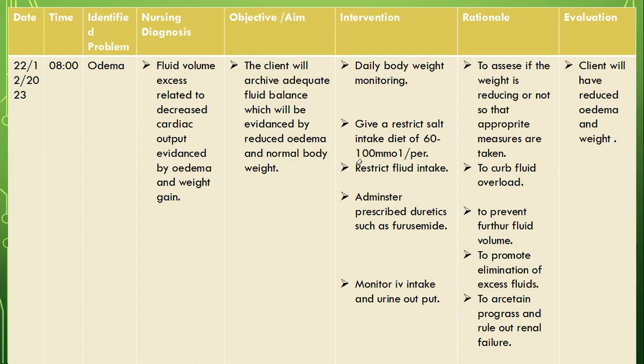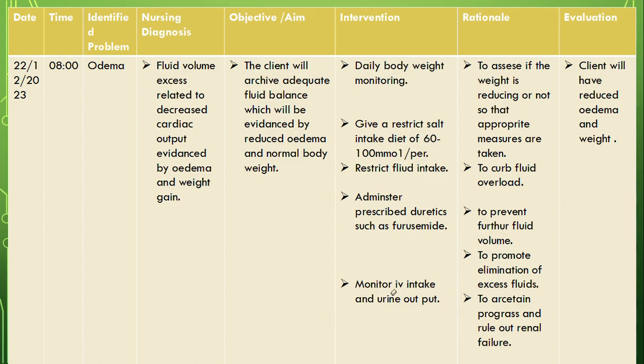So the next intervention is that we also want to restrict fluid intake, in order to prevent further fluid volume. So the other intervention is that we are going to administer the prescribed diuretics such as furosemide or Lasix. Why are we doing so? We want to promote elimination of excess fluids, which will also help in reducing the body weight.